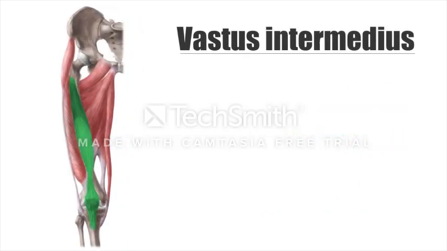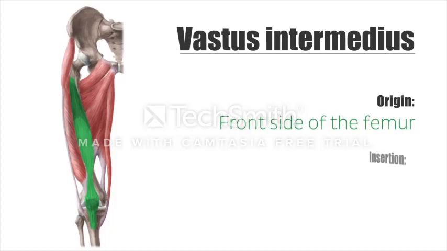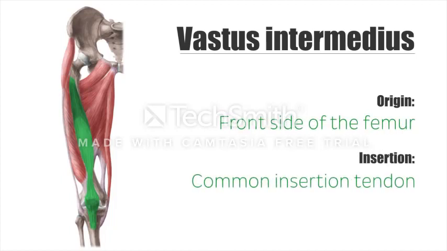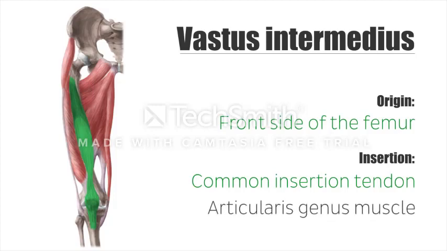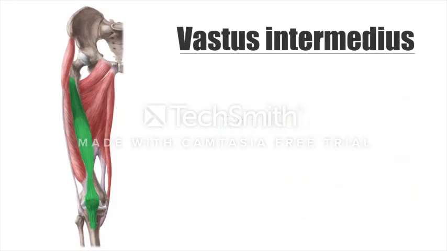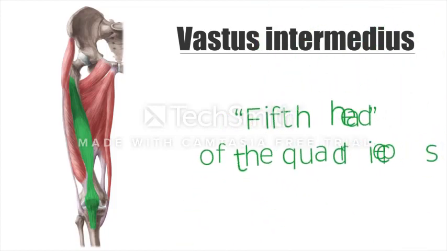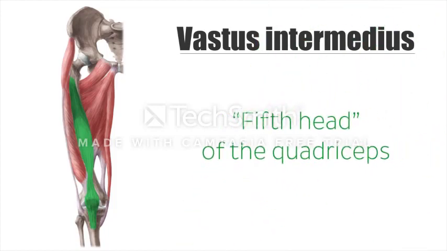The vastus intermedius muscle begins at the front side of the femur and ends in the common insertion tendon. At the height of the patellar base, a small part splits off and inserts at the suprapatellar recess of the knee joint capsule, also known as the articularis genus muscle. Even though it does not count as an independent muscle, it is sometimes considered as the fifth head of the quadriceps.